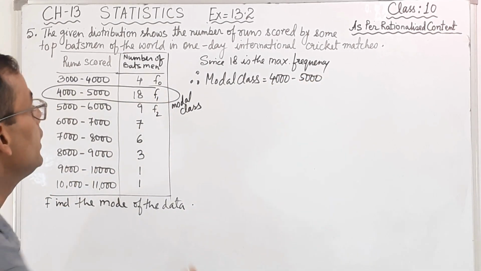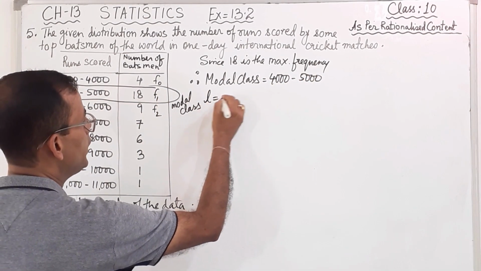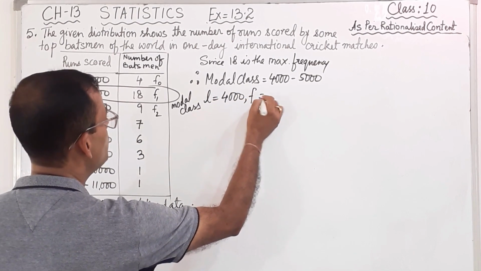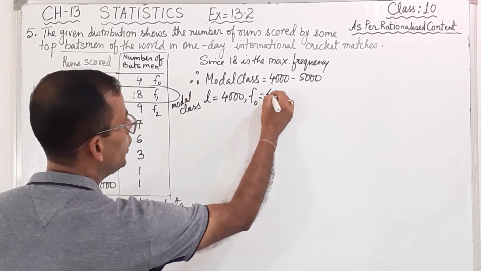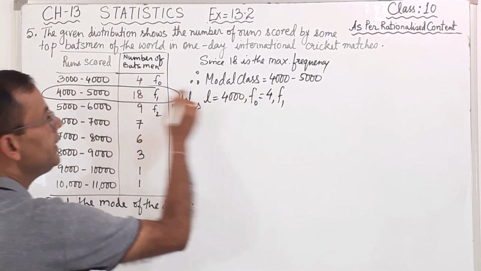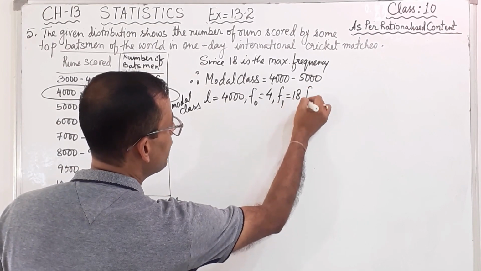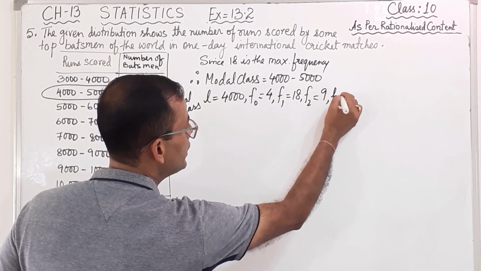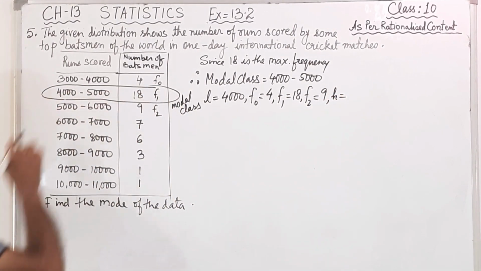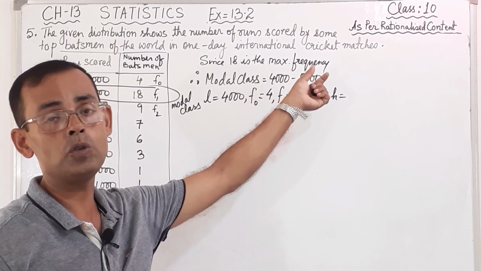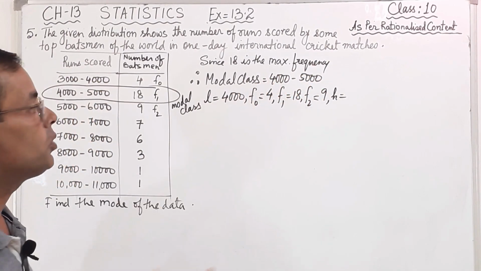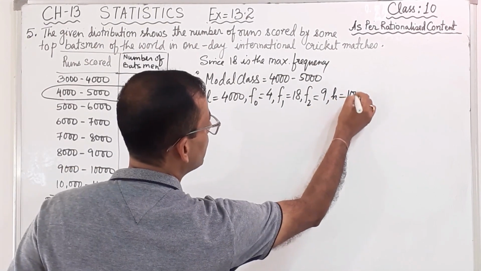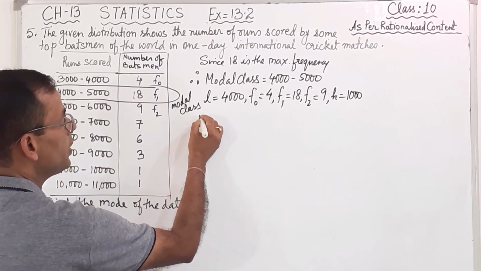Clear? You got it? So L is how much? 4000. Then F0 is how much? F0 is 4. Then F1 is how much? It is 18. Then F2 is how much? It is 9. And then h is how much? See, 4000 to 5000. What is the gap? You have to just subtract. 5000 minus 4000 is 1000. Clear, no?